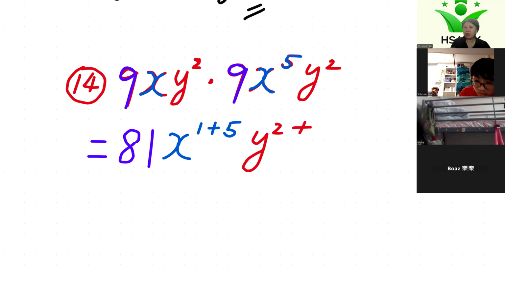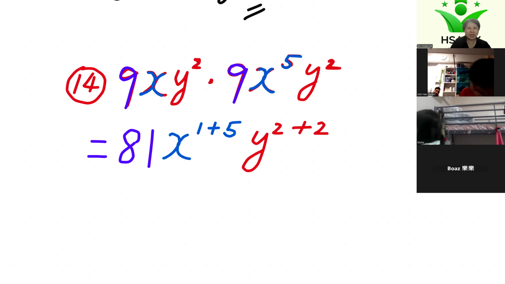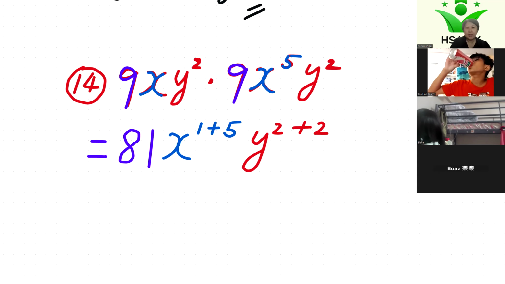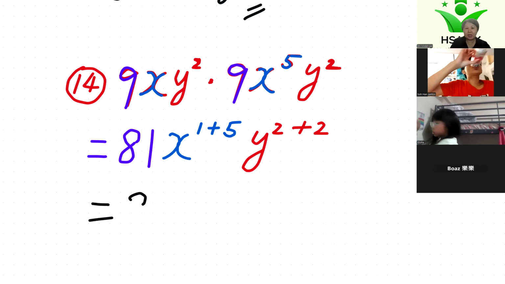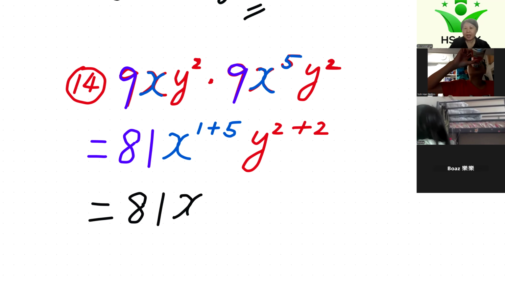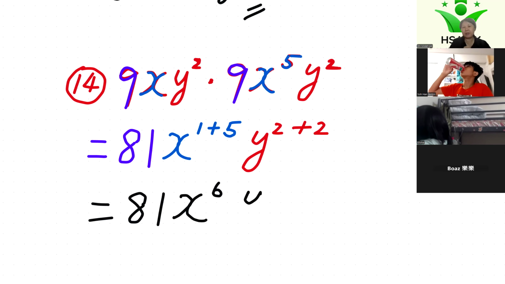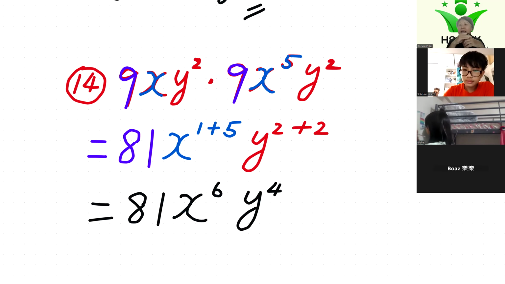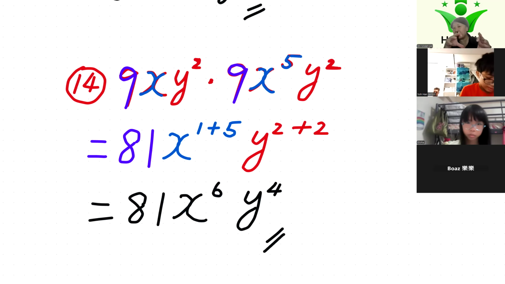Okay, so now we deal with everything. So we simplify it. The last step, we simplify it. I will use black color for the final answer. 81. So x, 1 plus 5 is 6. And then y, 2 plus 2 is 4, and we are done. This one may be easier for you to mark the answer. So when you present in the exam, it has to be very neat, like what I do, all right?